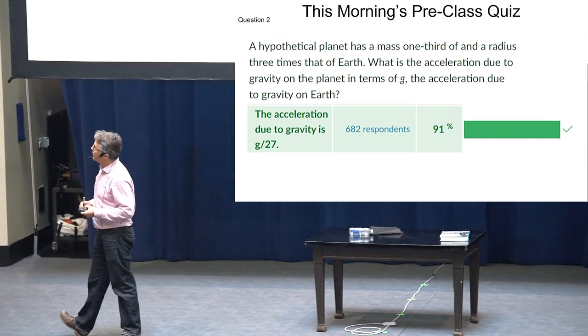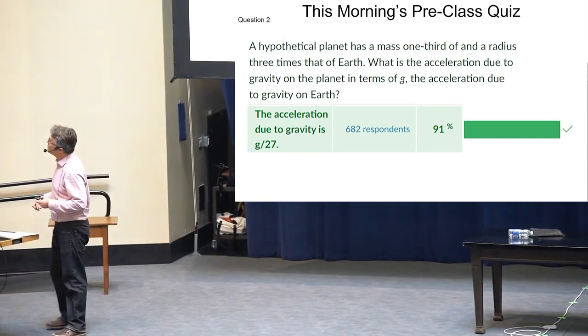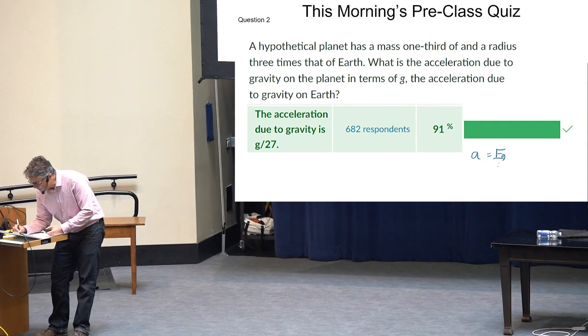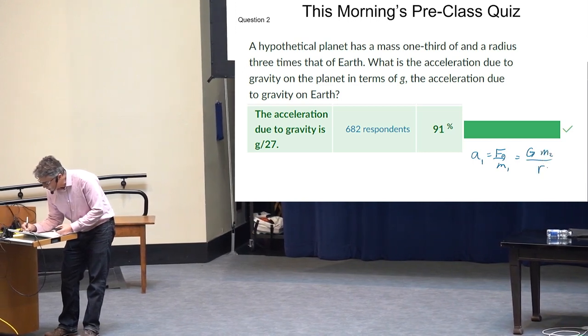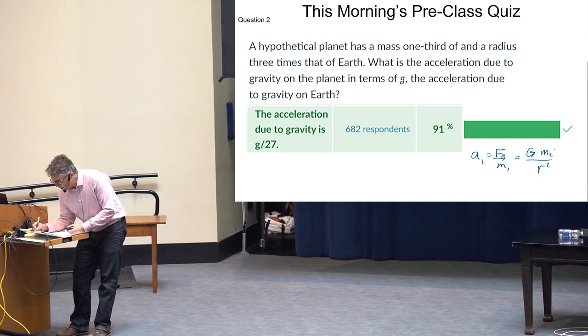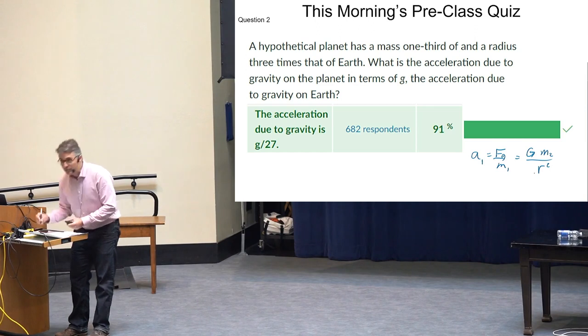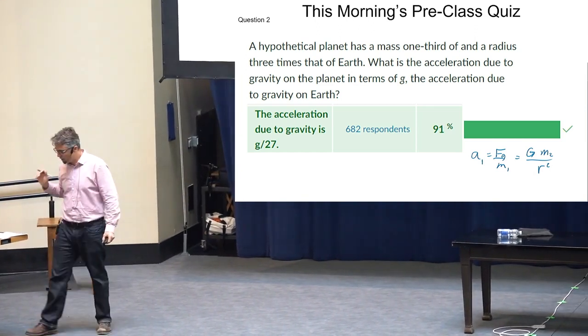A hypothetical planet has a mass 1/3 of and a radius 3 times the Earth. What is the acceleration due to gravity? We're going to talk a little bit about that, but the acceleration is going to be the force of gravity divided by the mass of the object. So it's just going to be G times m2 divided by r squared. So the mass is 1/3, and if there are 3 on the bottom squared, that's 9. 3 times 9 is 27.